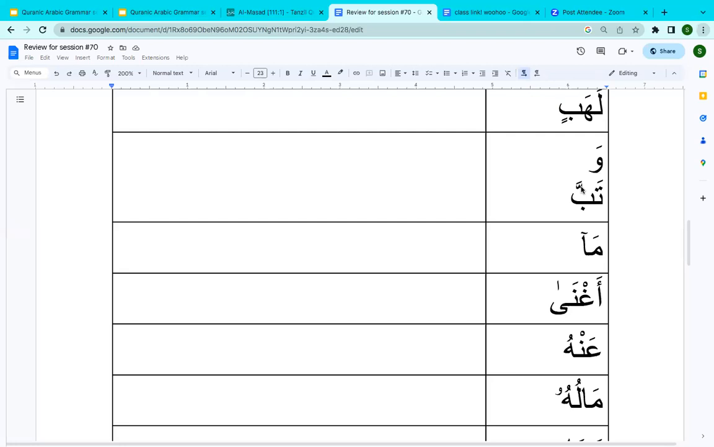It is madi. So when I say a fail madin, every fail has a pronoun, right? And that is what makes it a fail. So what is the pronoun in tabba? It's a huwa tabba, right?